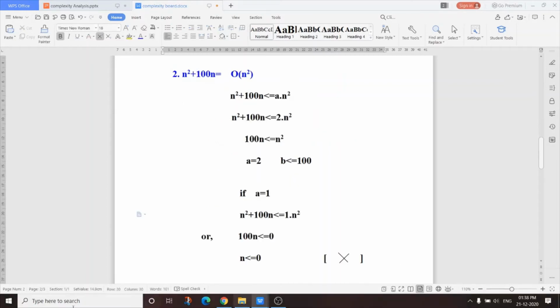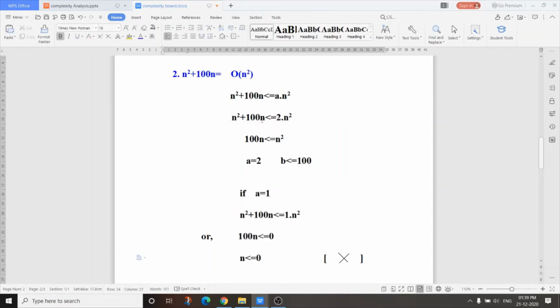Our next example is, I have to prove n square plus 100n is order of n square. So from the definition again I take n square plus 100n less than or equal to a n square. Now if I take a equals 1, then n square plus 100n is less than or equal to 1 times n square. So from both sides I can cancel out n square. Then 100n less than or equal to 0. So n less than or equal to 0. But this is not the condition.